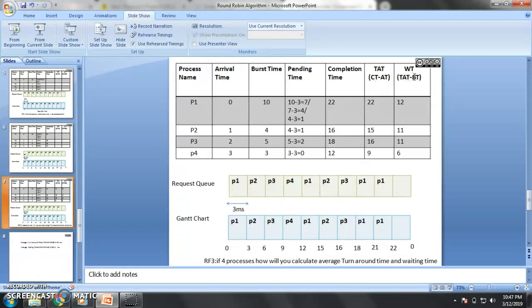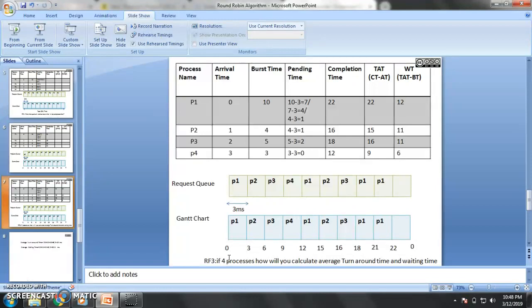Now we have to calculate turnaround time and waiting time. The formula for turnaround time is completion time minus arrival time. So by using that chart, 22 minus 0 is 22, and we can calculate the other values. And the waiting time of an individual process is turnaround time minus burst time. We have the turnaround time and the burst time, so by using these two columns, 22 minus 10 is equal to 12, 15 minus 4 is equal to 11, 16 minus 5 is equal to 11, and 9 minus 3 is equal to 6.